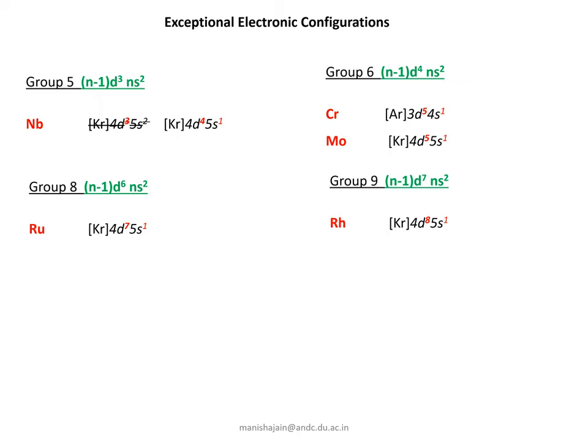Now, this is something very unique, color of transition metal compounds, a property which makes them stand apart from s and p block elements, because most of the elements of the s block in the elemental state are not colored.